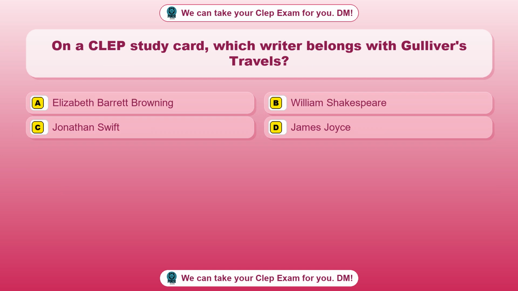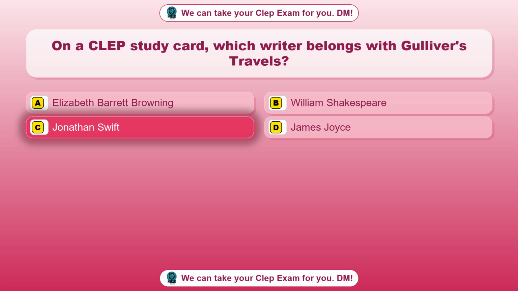Question 71. On a CLEP study card, which writer belongs with Gulliver's Travels? Option A, Elizabeth Barrett Browning. Option B, William Shakespeare. Option C, Jonathan Swift. Option D, James Joyce. The correct answer is option C, Jonathan Swift.